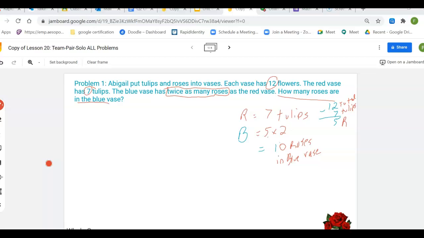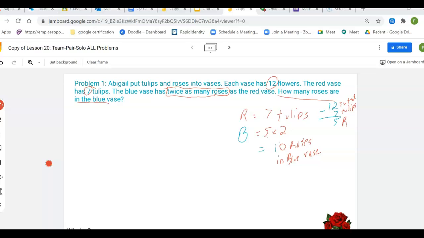Now, we've got Abigail put tulips. She put 2 different types of flowers into the vases. She put tulips and she put roses into the vases. So each vase is going to have a certain number of tulips and a certain number of roses. Now, also, each vase has a total of 12 flowers. So any combination that equals 12 is going to make up each vase.